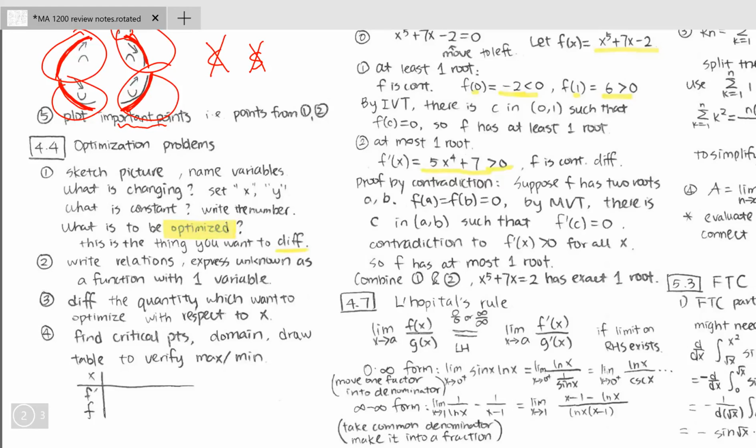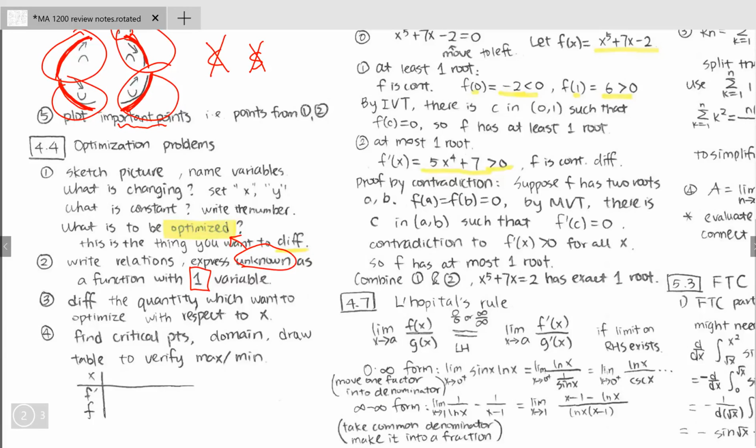And then we also need to figure out what is to be optimized, such as maybe we want to maximize the volume, or we want to minimize the surface area, okay? So this is the thing that you want to differentiate in the future. Second step, we want to write relations. We want to express our unknown quantity, which is the thing we want to optimize, as a function with one variable. So we only learned one variable calculus. We haven't learned multivariable calculus. That's calculus 3. So there should be enough relations in the problem such that you can express the unknown as a function with one variable.